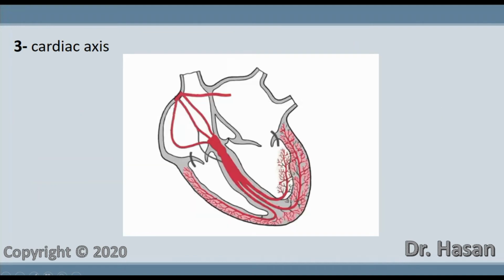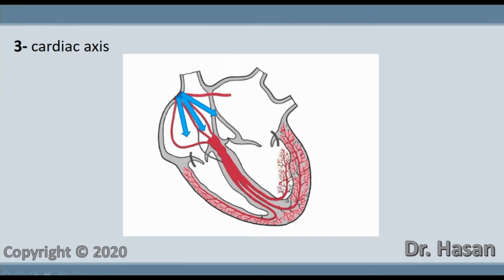Now, let's talk about the electrical axis of the heart, or in other words, the cardiac axis. The cardiac axis is the total vector of the electromotive force. In other words, it is the general direction in which the heart depolarizes. Notice, the definition is wonderful, but not clear to everyone. Let's see what the cardiac axis is.